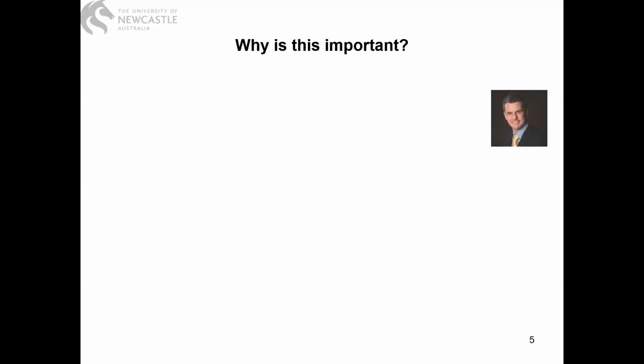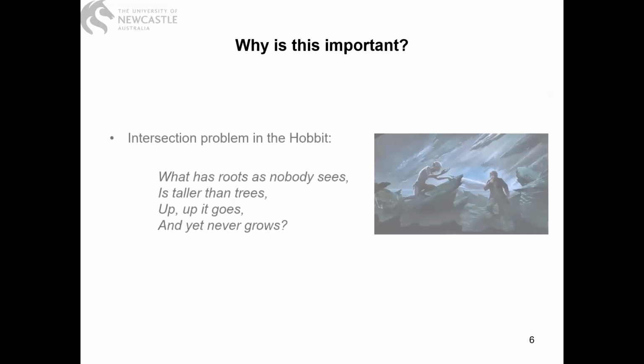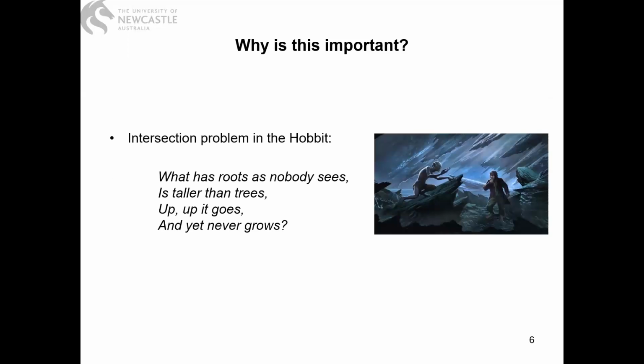You could ask why this is important, and if I were Simon Dennis, I would say everything is intersection. And Simon is not off the mark. Intersection problems are quite ubiquitous. When making dinner given a limited set of ingredients, one needs to consider how the different ingredients they might have in their kitchen can be used together to provide a single recipe. Memory retrieval of everyday facts requires intersections, as do crossword puzzles, Sudoku, and also riddles in popular culture, such as those posed by Bilbo and Gollum to each other.